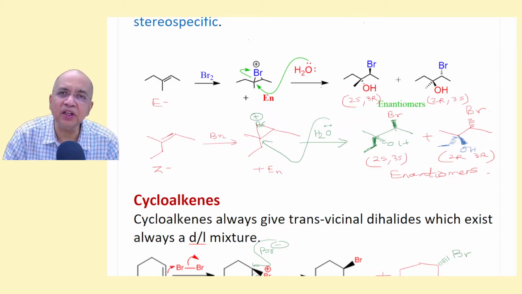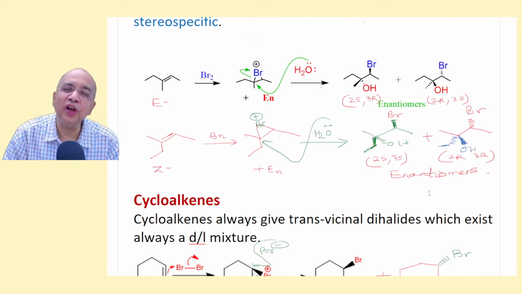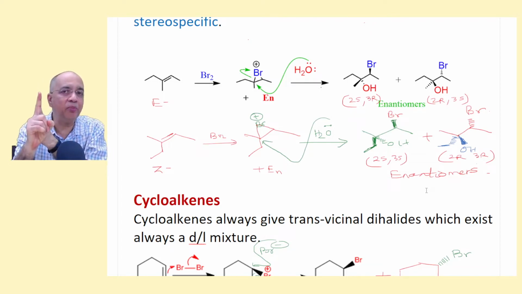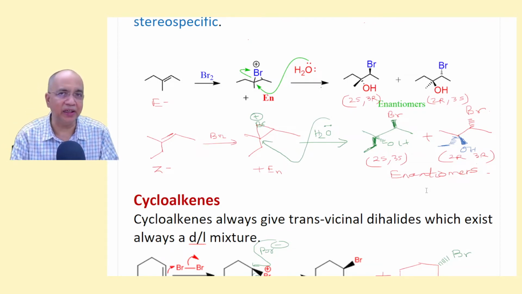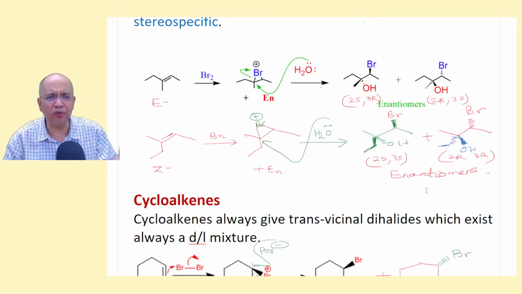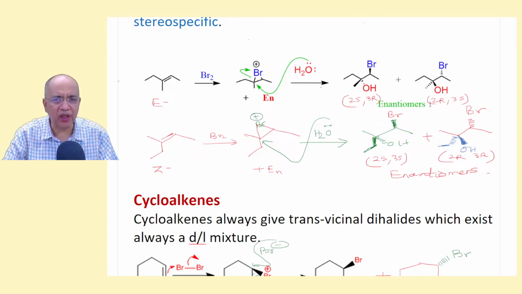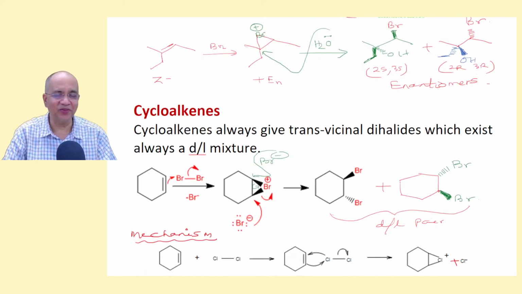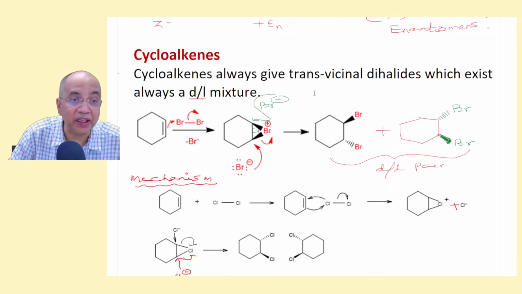Here we can't use the terms erythro and threo because there are two non-identical pairs. Erythro and threo are used when only one non-identical pair is there and the other two are identical pairs. But here two pairs are non-identical. So you have to say this is 2S3R, 2R3S, one diastereoisomeric pair, and this is the other diastereoisomeric pair, 2S3S, 2R3R. So E gives this pair, Z gives this pair. Therefore, it's very interesting. Then let us come to cycloalkenes.